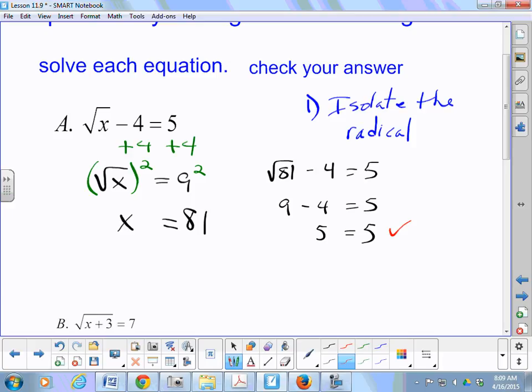Very important to check them. Make sure you are correct. Whether it's on your paper or with your calculator, one way or another, you need to make sure you check your answers.